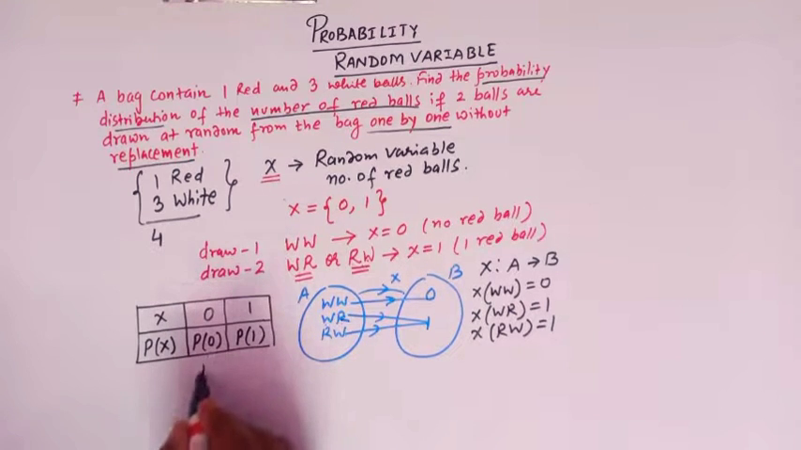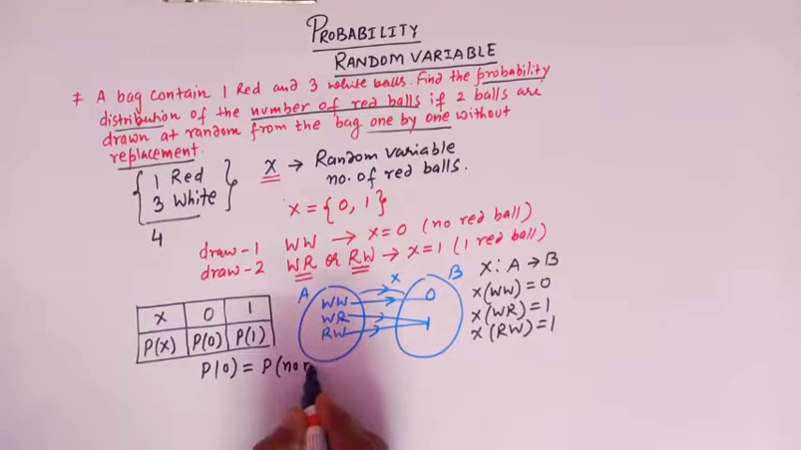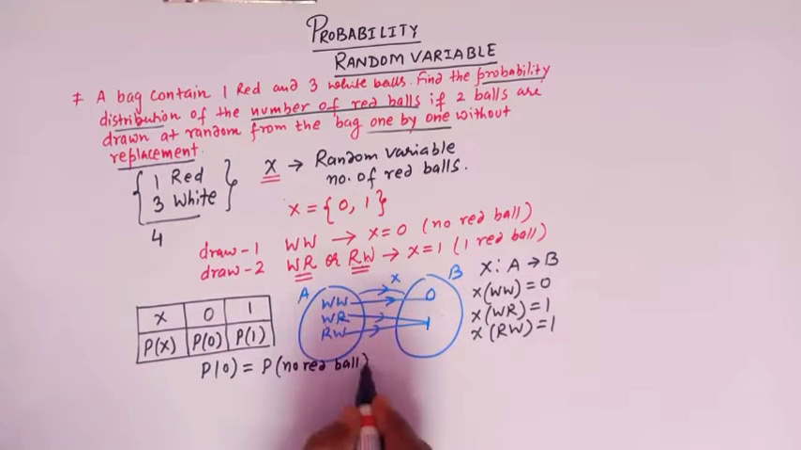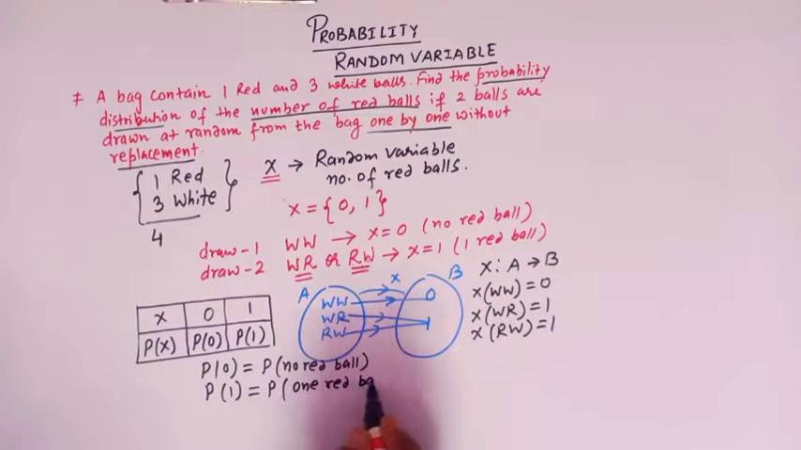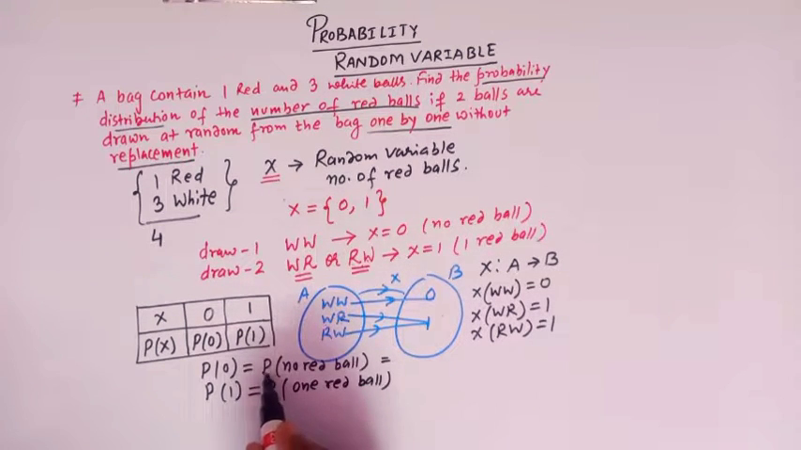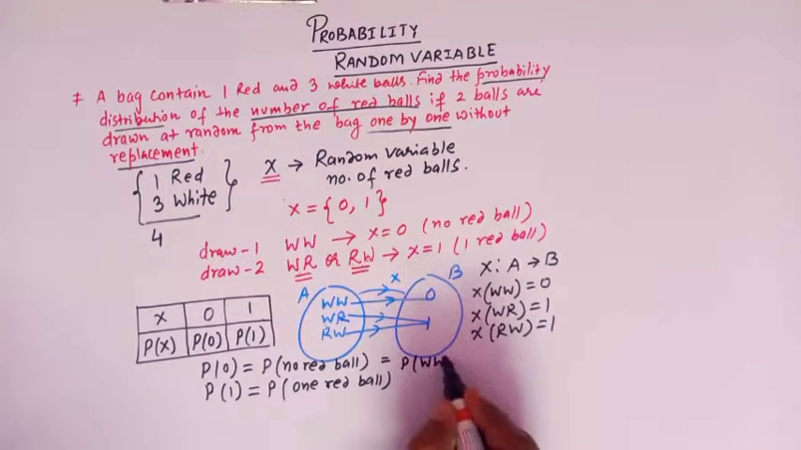So P(0) implies that there is no red ball, right? And P(1) implies that there is only one red ball, right? So now we have to find these two probabilities. When we want the probability of getting no red balls, we have to find P(WW), that is, both the balls drawn are white balls.